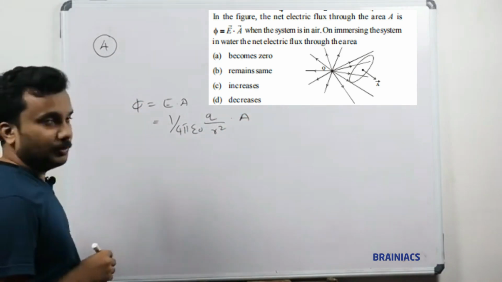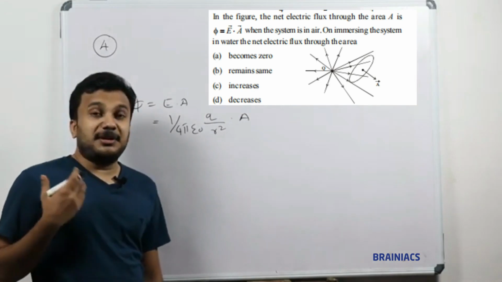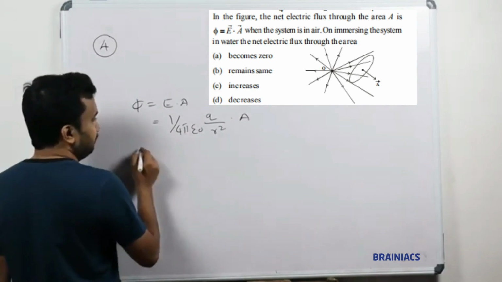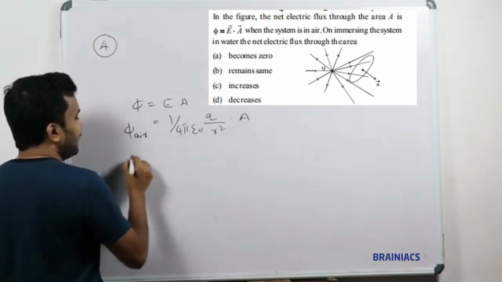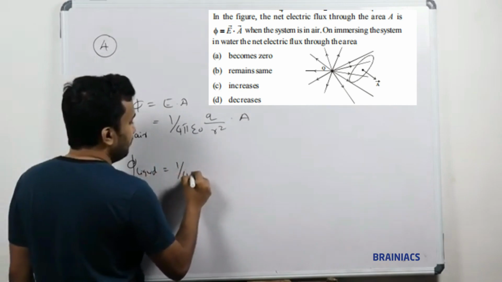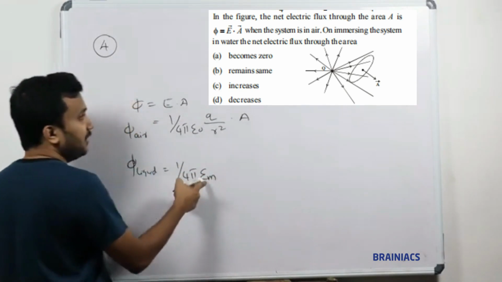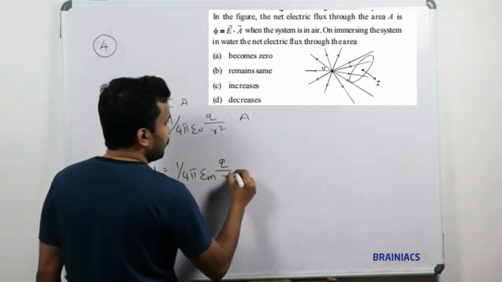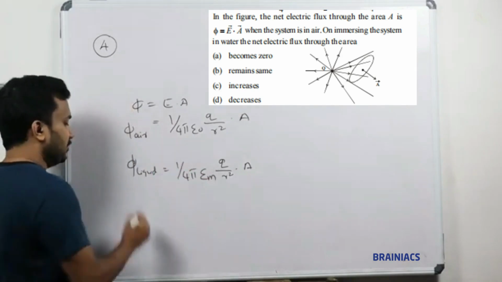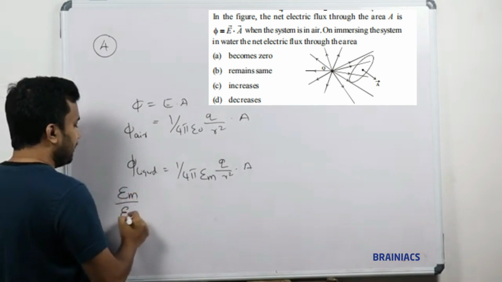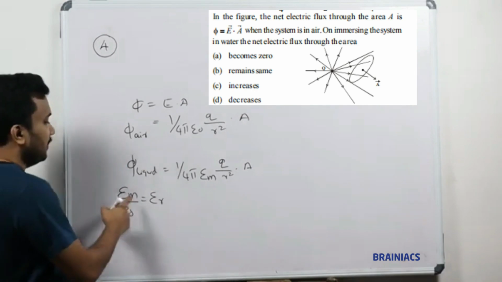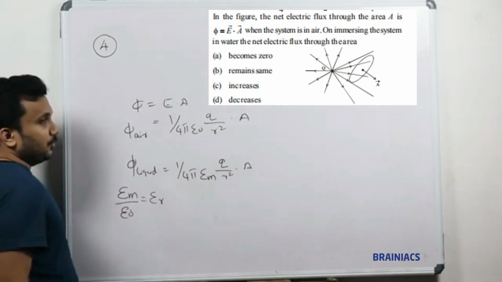Epsilon 0, I have told you, is for an air medium, and relative permittivity of a medium comes when I take Coulomb's law. So this is the flux in air. Now if it is immersed in some liquid, the flux in a liquid medium is equal to 1 by 4 pi epsilon m, the permittivity of the medium, q by r square into A. All other factors are not changing; the medium is changed, so this will change. I told you epsilon m divided by epsilon 0 is called epsilon r. In our third or fourth video we have done this part. Epsilon m divided by epsilon 0 is equal to epsilon r.